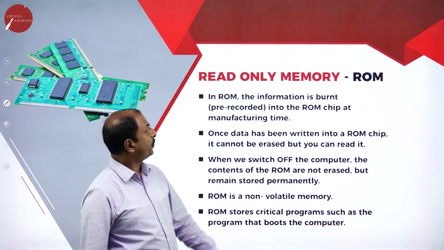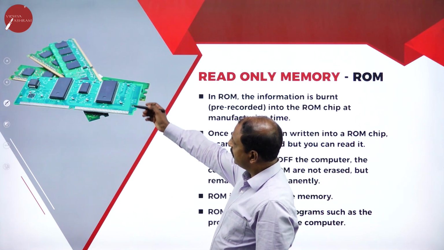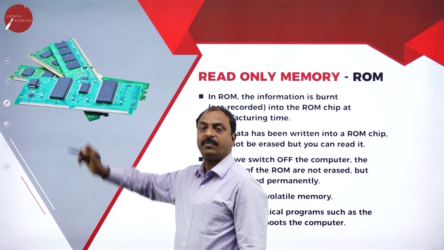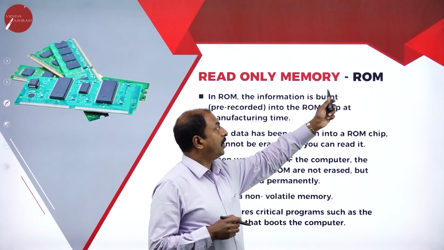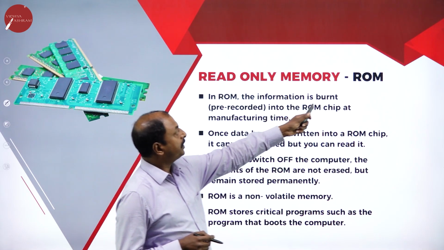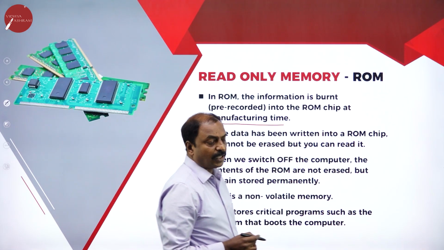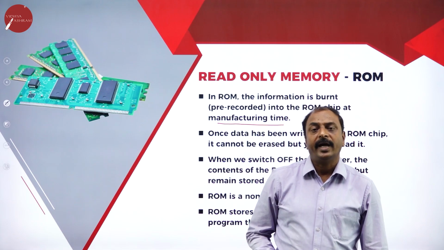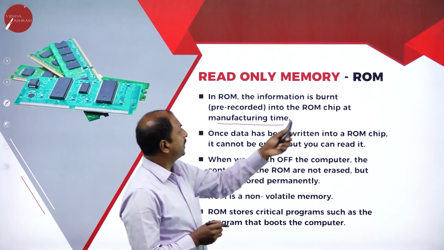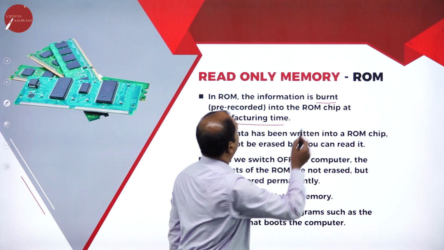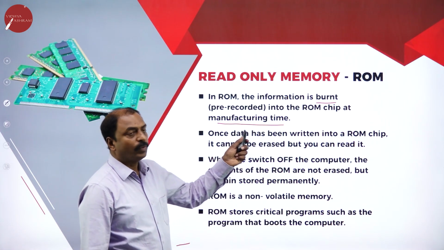Now let us see the first one, read-only memory or ROM. Now we can see the image of this. These are the memory devices, or we can say these are memories, primary memory. In ROM, the information is burnt into the ROM chip at the manufacturing time. When we store the information, it is stored in ROM at the time of manufacturing itself, or burnt at the time of manufacturing the computer system. So that is one point.